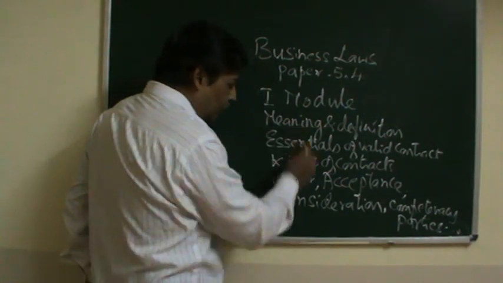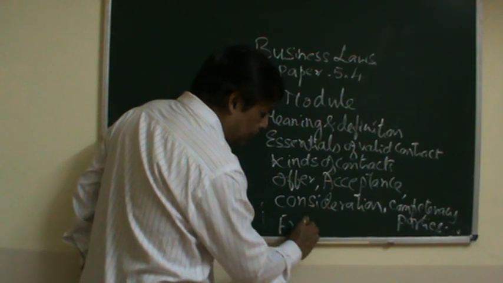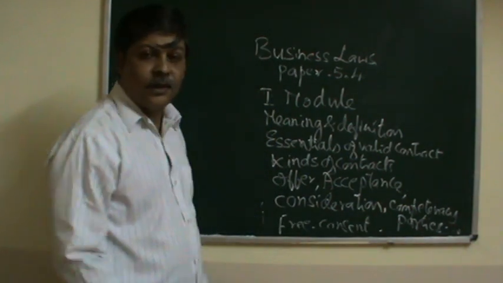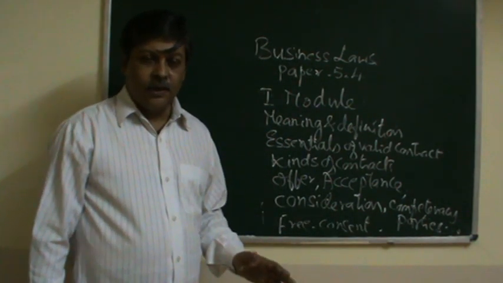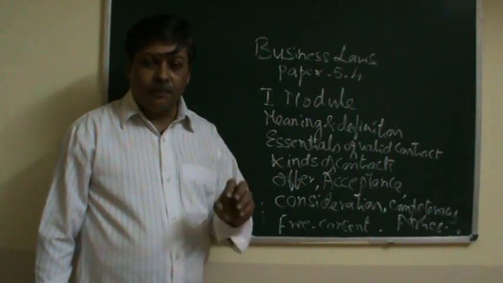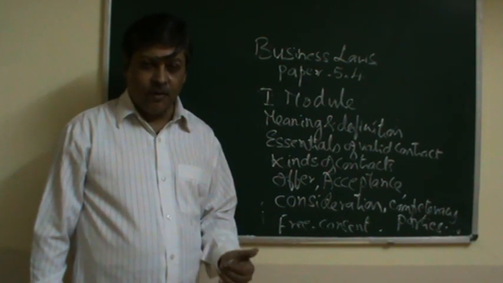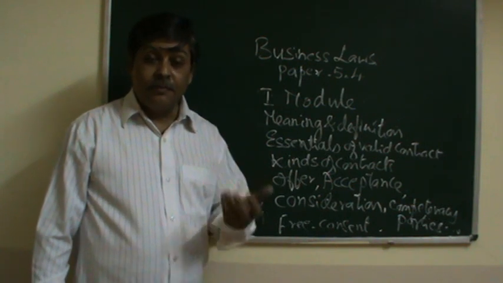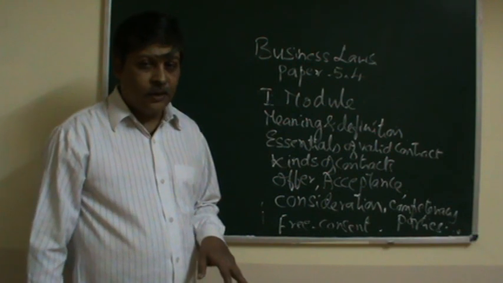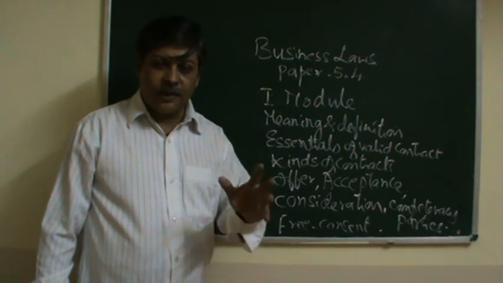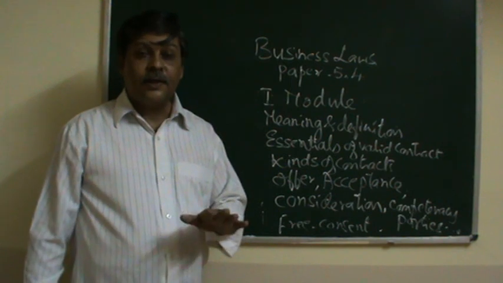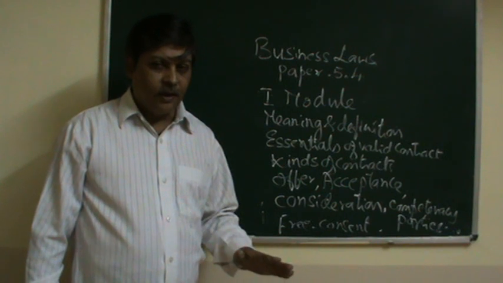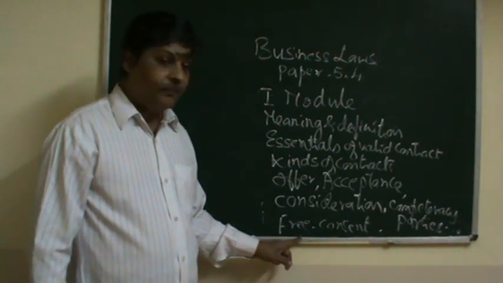Then in module 1, the last one we are going to study is free consent. Free consent must be there of the parties. So you should not take the consent of the parties by force, or by using undue influence or your position, or by misrepresentation or fraud. If the consent of the parties is taken by any of these methods, then it is said that the consent is not free. So consent must be free.